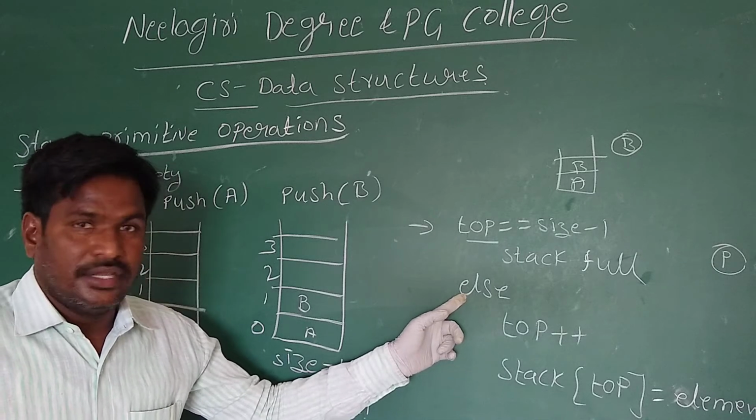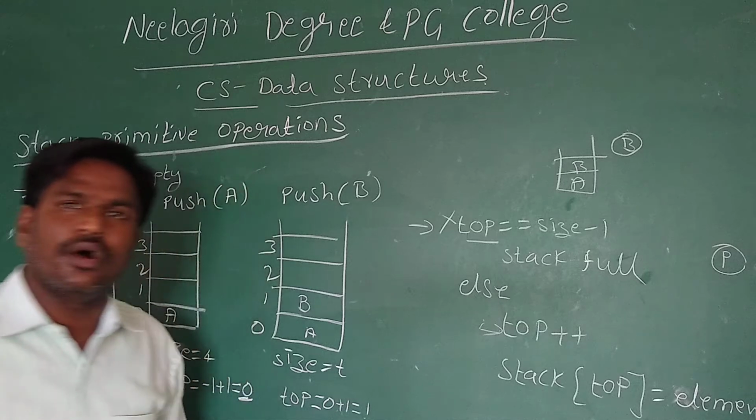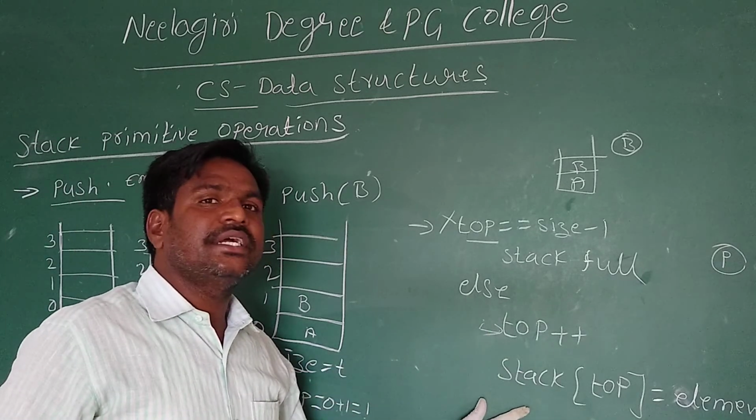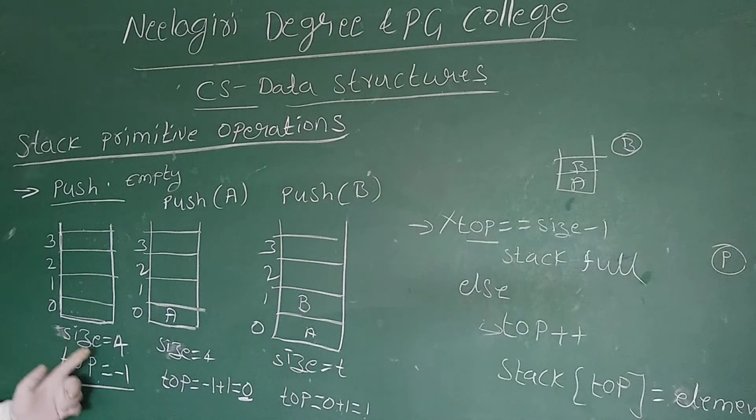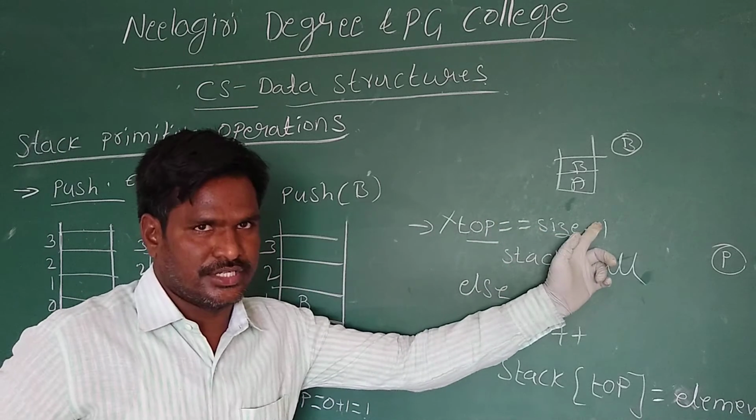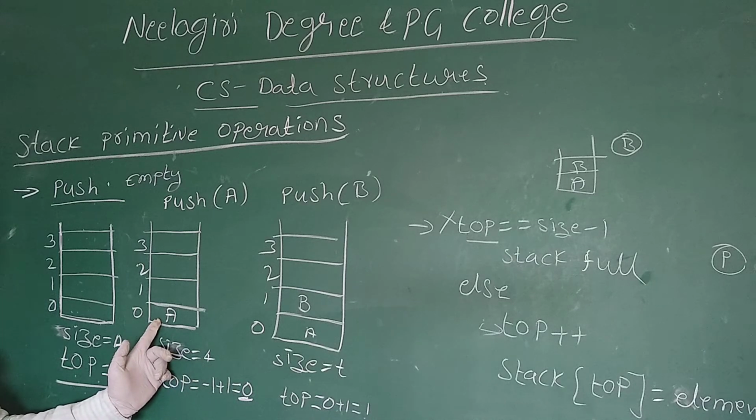Otherwise, if this condition is false, we have to increment the top value and insert the new element at the new top position. So initially top is minus 1. Is minus 1 equal to 4 minus 1, size minus 1? No, false. So we have to increment the top value. Top plus plus means plus 1. Minus 1 plus 1 is equal to 0. We have to insert the new element at the 0th location.